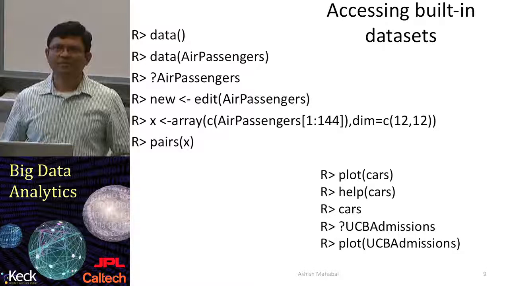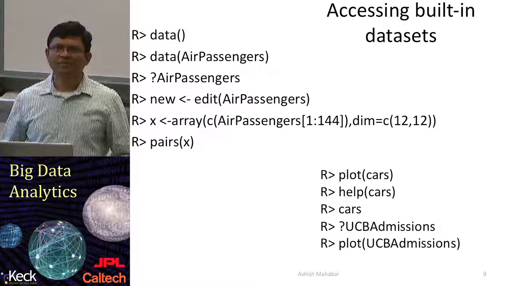So here we'll see, for instance, if we load the AirPassengers data set, and then giving a question mark, ?AirPassengers, gives us more details about that data set: what are the columns involved, what is the length of the data set, and some additional detail on that. And you can even edit such a data set. It'll make a copy for you. In this particular data set, for instance, there are 144 values, and then using the usual R commands, you can massage it into a 12 by 12 array and work on that. And you can do a pairs plot on that and so on.